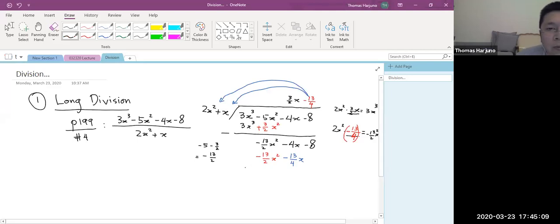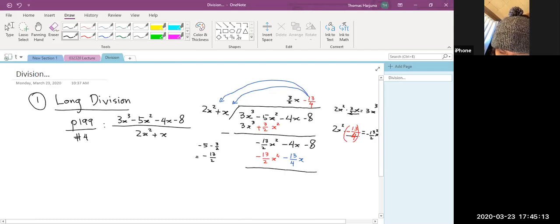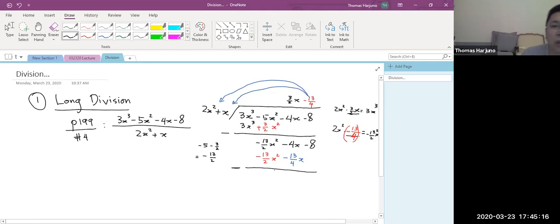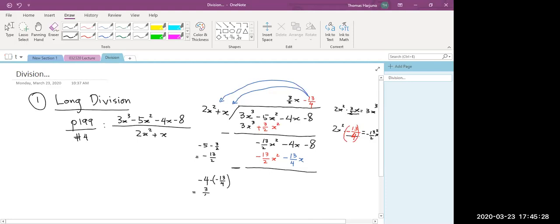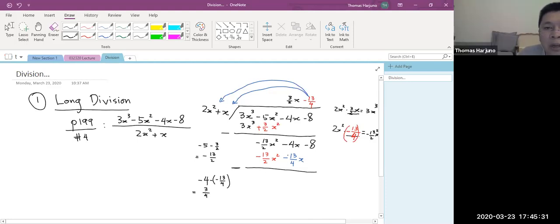Now, when you subtract, we know the first terms here will cancel, right? Now then, what will negative 4 minus negative 13 over 4 be? 3/4. That's good. Just be very careful that we are not adding them. We're actually subtracting: negative 4x minus negative 13 over 4 x. So we get 3/4 x minus 8. Once the degree here is less than the degree of the divisor, then we can stop. The degree here is 1, while the divisor is degree 2.